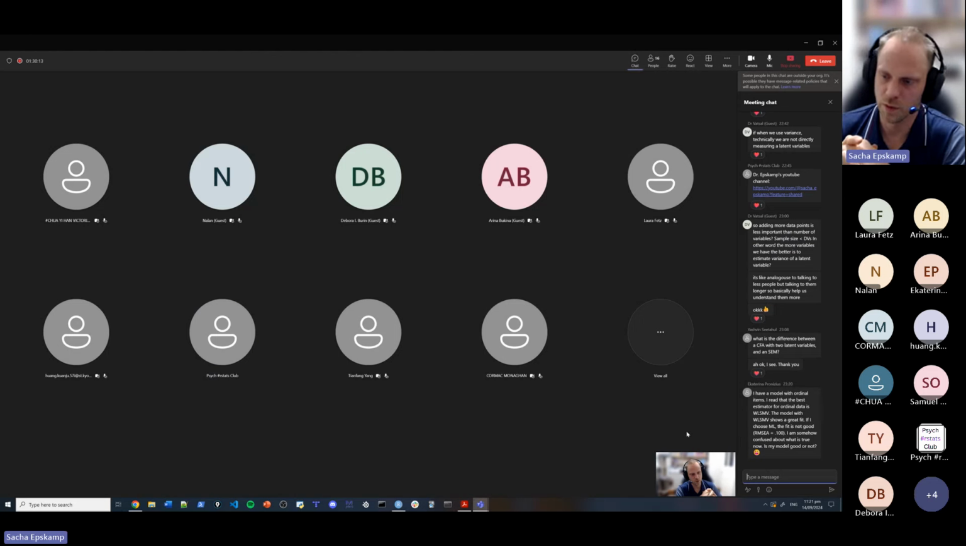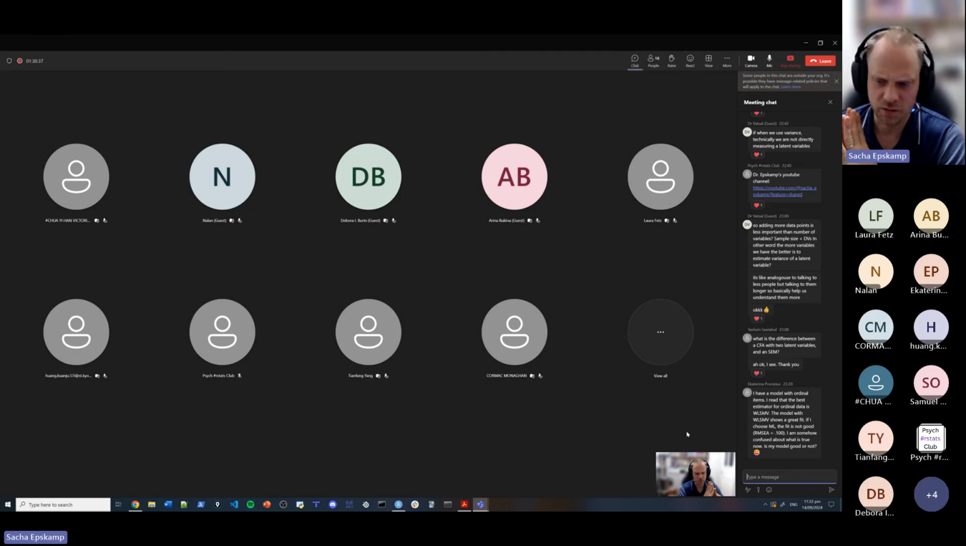I have a model with ordinal items. I read that the best estimator for ordinal data is the weighted least squares mean value adjusted, I think. The model shows great fit. If I choose ML, the model fit is not good. RMSEA, which I'll talk about in a bit. I am somewhat confused about what is true now. Is my model good or not?